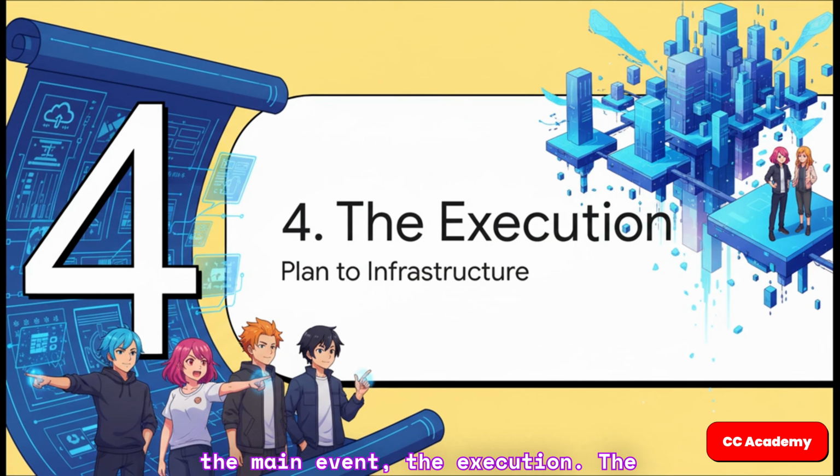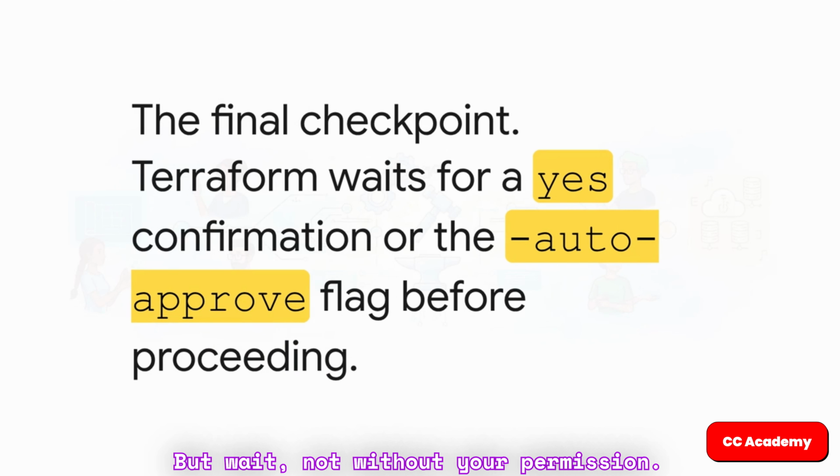And now for the main event, the execution. The plan has been made, you've looked it over, and now it's time to turn that plan into actual real-life infrastructure. But wait, not without your permission. Terraform hits the brakes right here and waits for you to give it the green light with that explicit yes. This is such an important safety feature. It makes sure you've actually read the plan and you're ready to commit to the changes.